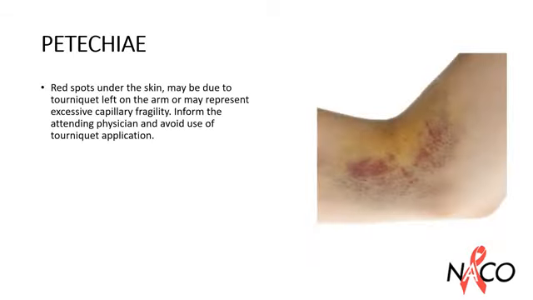Red spots under the skin may be due to the tourniquet left on arm or may represent excessive capillary fragility in some patients. Inform the attending physician and avoid or limit use of tourniquet application in such patients.